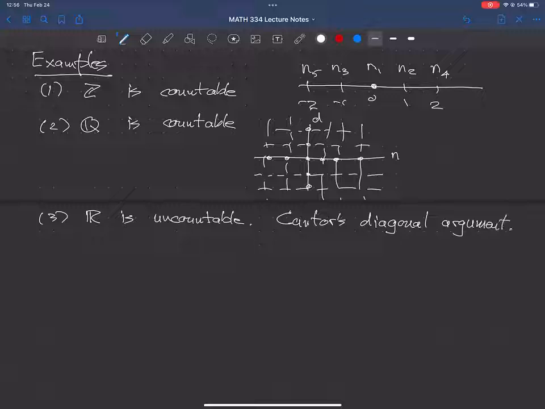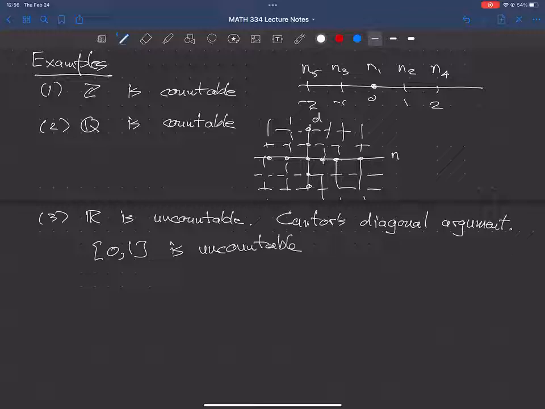Okay. And the idea with Cantor's diagonal argument is you don't show that R is uncountable, you show that a subset of R is uncountable. And so if a subset of R is uncountable, then certainly R will also be uncountable. And the subset is the interval [0, 1]. That's what Cantor's diagonal argument shows. It shows that the interval [0, 1] is uncountable.